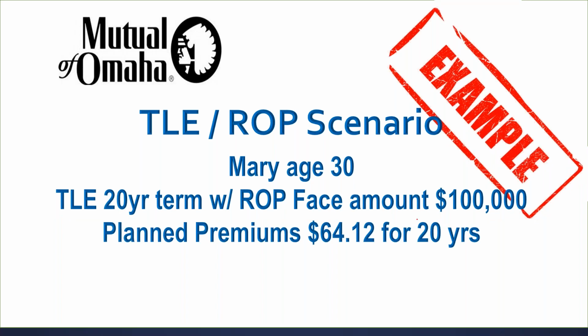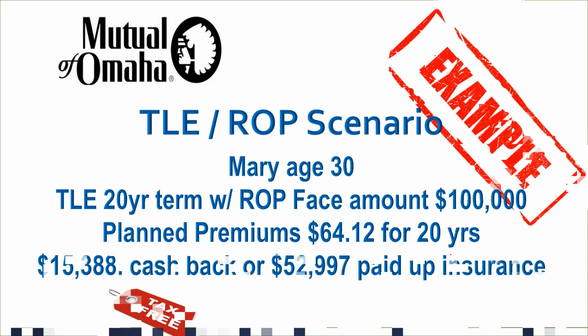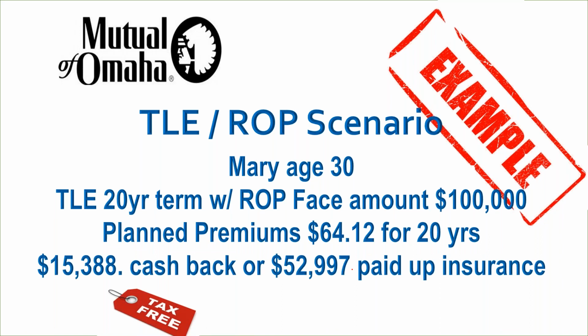Okay, so here we go. The plan premiums for Mary are $64.12 for 20 years, which means at the end of 20 years, she's got two options. This is what I really like about this. She can either get back $15,000 in cash, which is going to be 100% tax-free, because it's basically just a return of premiums.